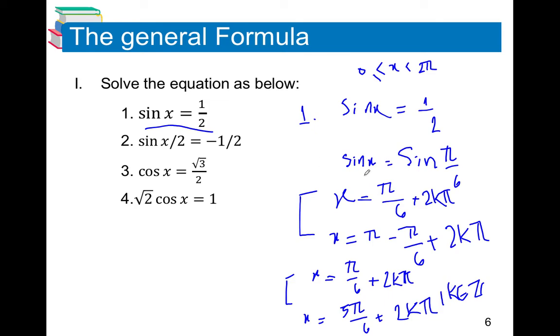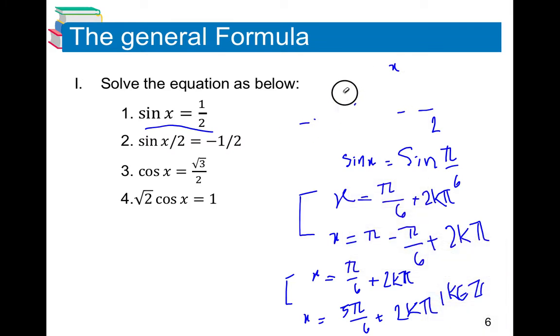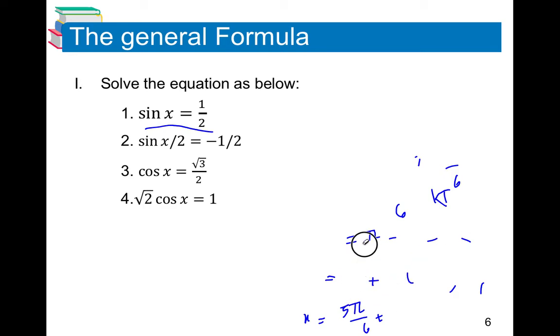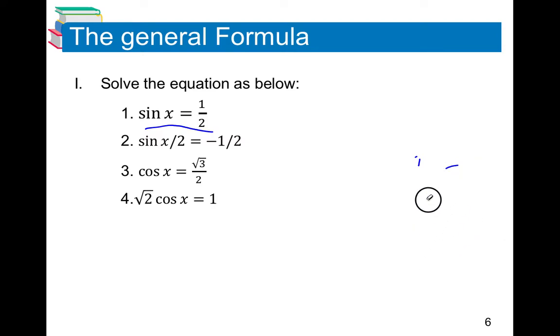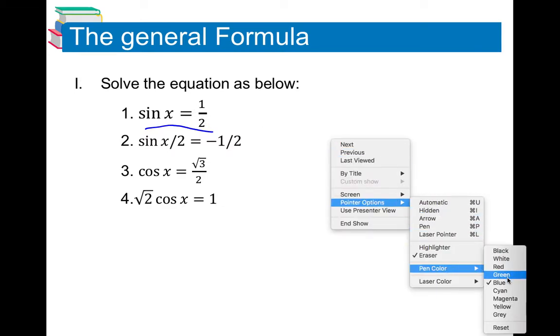Now let me go to number 2, okay? Number 2, we have sin x over 2 equal minus 1 over 2. How to solve this exercise, okay? Actually, for number two, I think it's not different from number one. It is similar, but here we have the minus, different from before where it was positive. So we have a formula to handle the minus here.